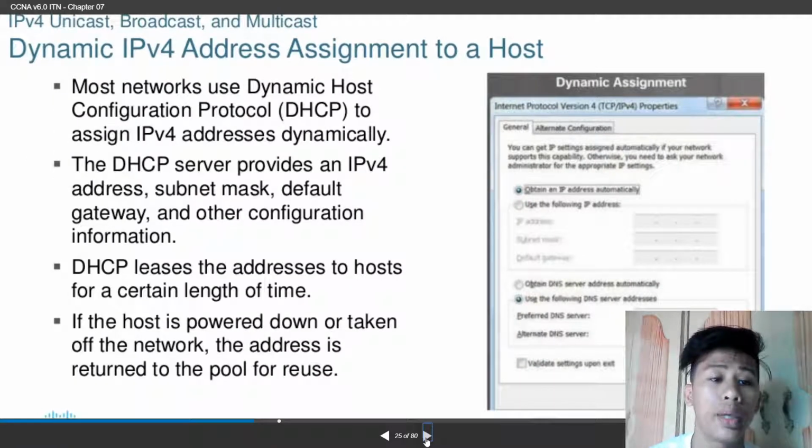This is the dynamic IPv4 address assignment to a host. Most networks use Dynamic Host Configuration Protocol, or DHCP, to assign IPv4 addresses dynamically. It leases the addresses to a host for a certain length of time.